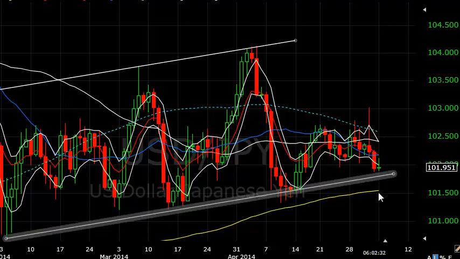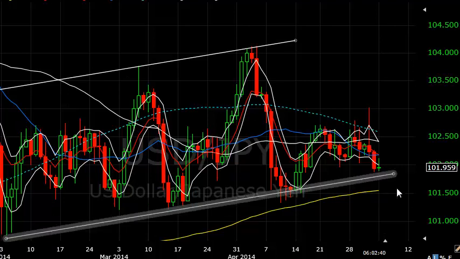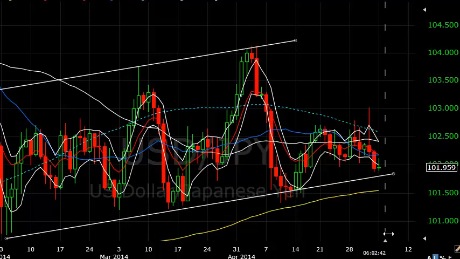However, this trend channel line, I don't know how much this is going to get breached, if it does get breached, because it's fairly flat, and so we could carry on moseying around in this trend channel for some time yet.